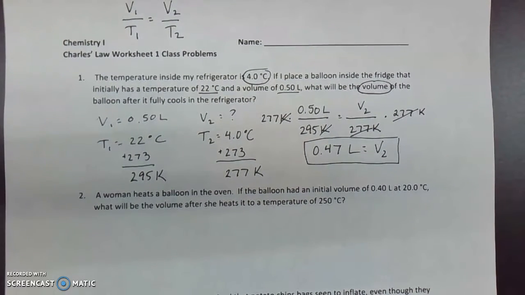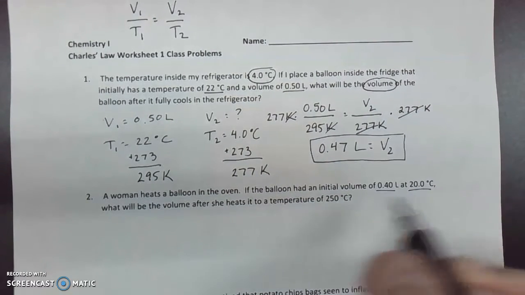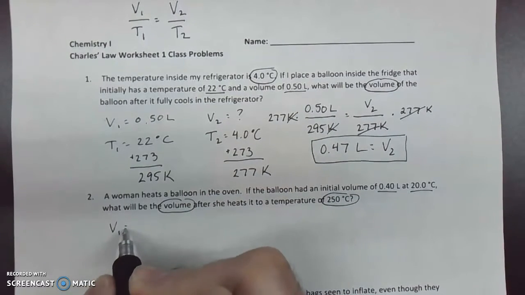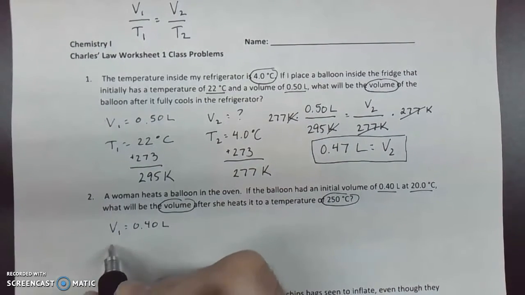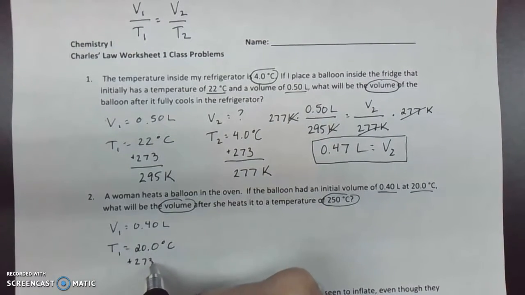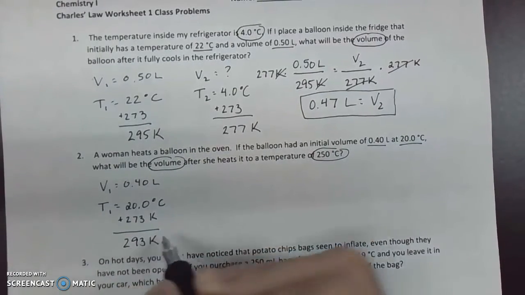Number 2, a woman heats a balloon in the oven. If the balloon had an initial volume of 0.40 liters at 20.0 degrees Celsius, what will be the volume after she heats it to a temperature of 250 degrees Celsius? Hopefully the balloon is heat proof. So initial volume and temperature. What will be the volume with our new temperature? So V1 is 0.40 liters. T1 is 20.0 degrees Celsius, but we know we have to change that to Kelvin. So that is 293 Kelvin.